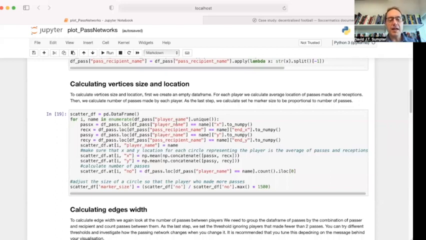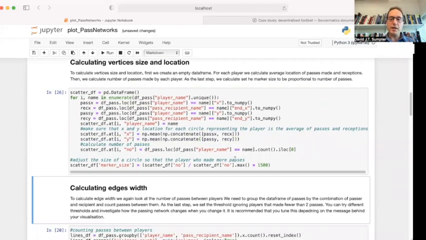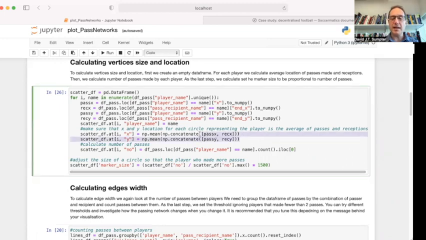And then for each of the players, we're going to do a scatter of the mean position that they made a pass. Now, you can do this in various different ways. You can look at the position where the pass is made to, or the position of the receiver of the pass, or the position where the pass was made from, or you can take the average of those two. In this particular case, we've taken the average of those two.